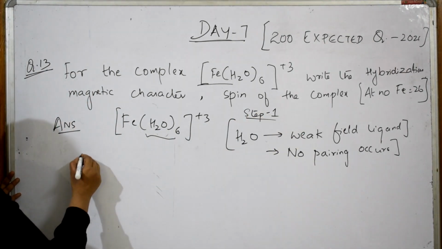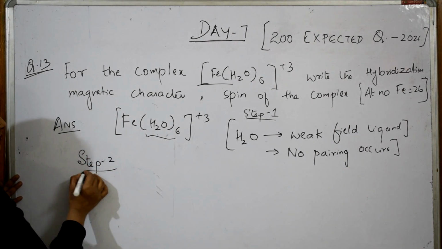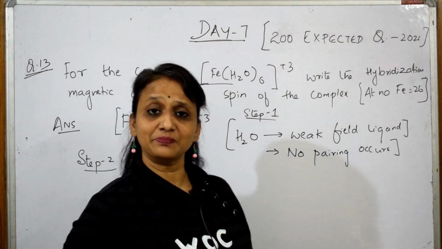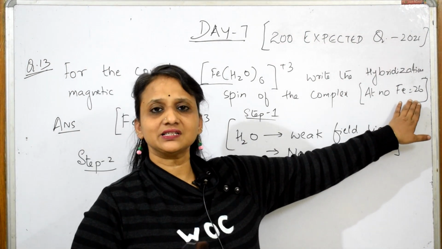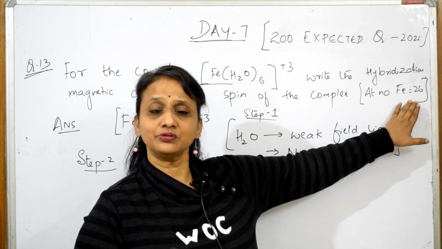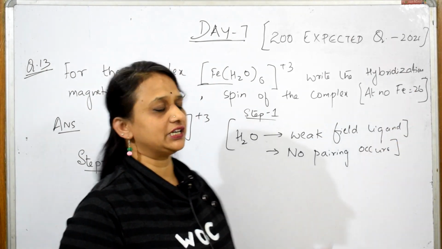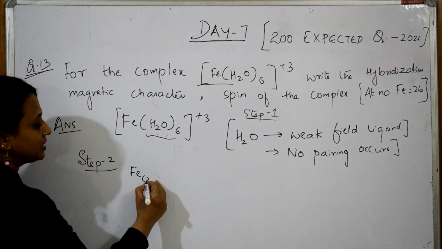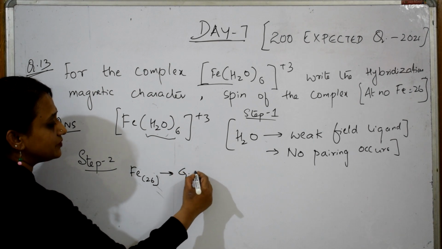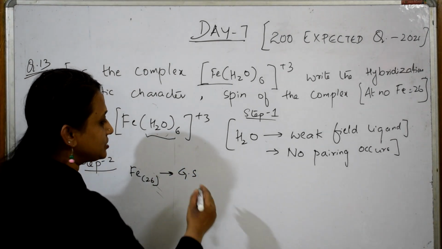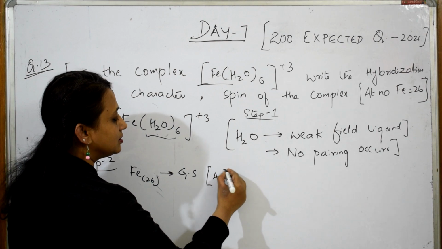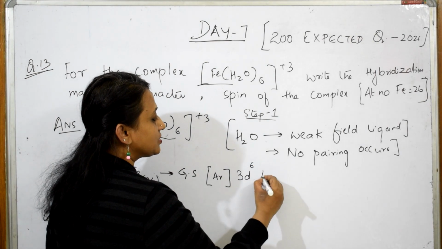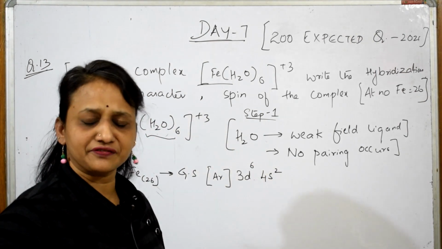Now I'm going to step 2. Let us see, students. In step 2, I have to write the ground state electronic configuration of this metal atom. Normally in the exam the atomic number will be given to you, and you need to write the electronic configuration. So for the Fe metal, the atomic number is 26. The ground state electronic configuration is argon 3d6 4s2. This is the ground state configuration.